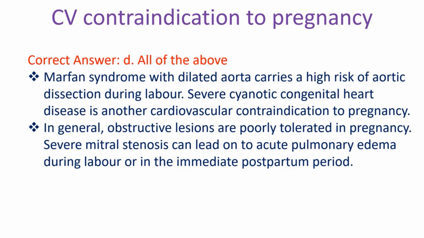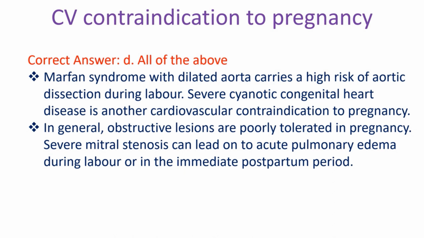Correct answer D, all of the above. Marfan syndrome with dilated aorta carries a high risk of aortic dissection during labor. Severe cyanotic congenital heart disease is another cardiovascular contraindication to pregnancy. In general, obstructive lesions are poorly tolerated in pregnancy.